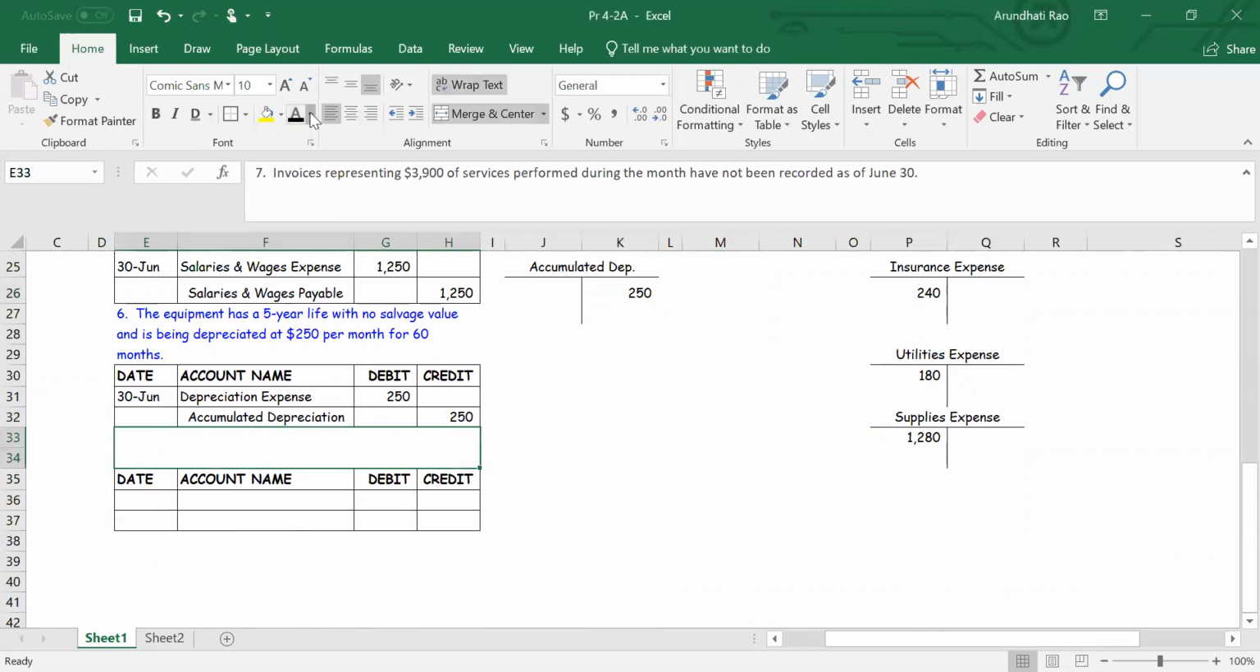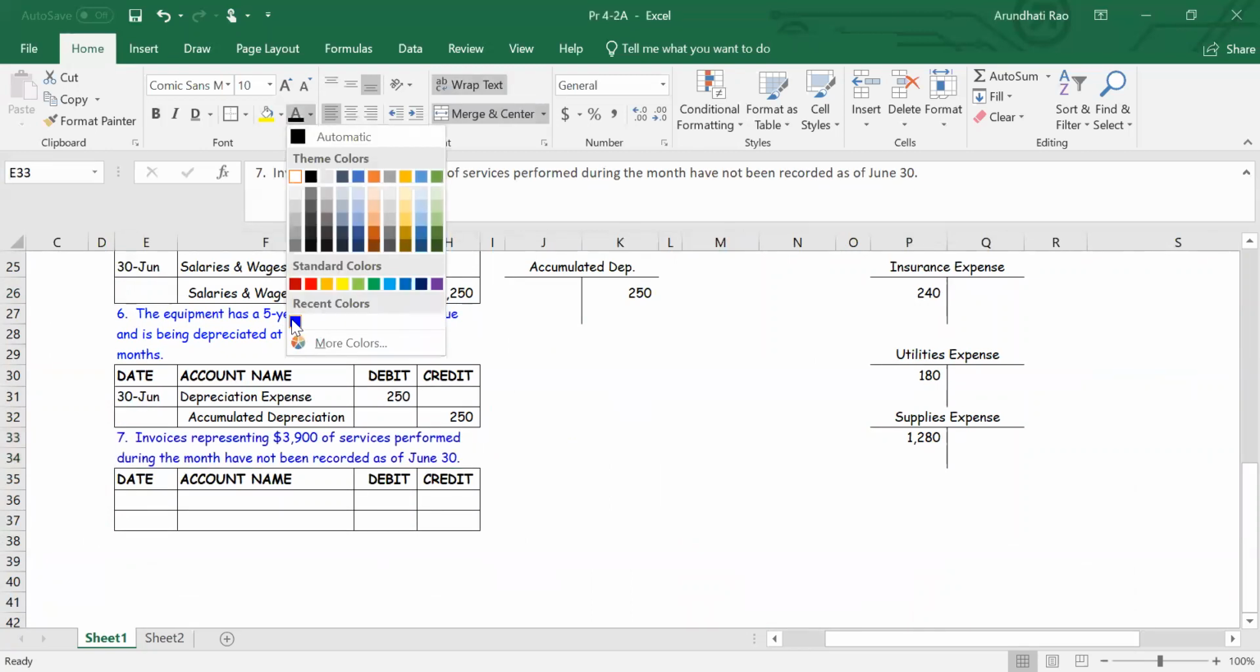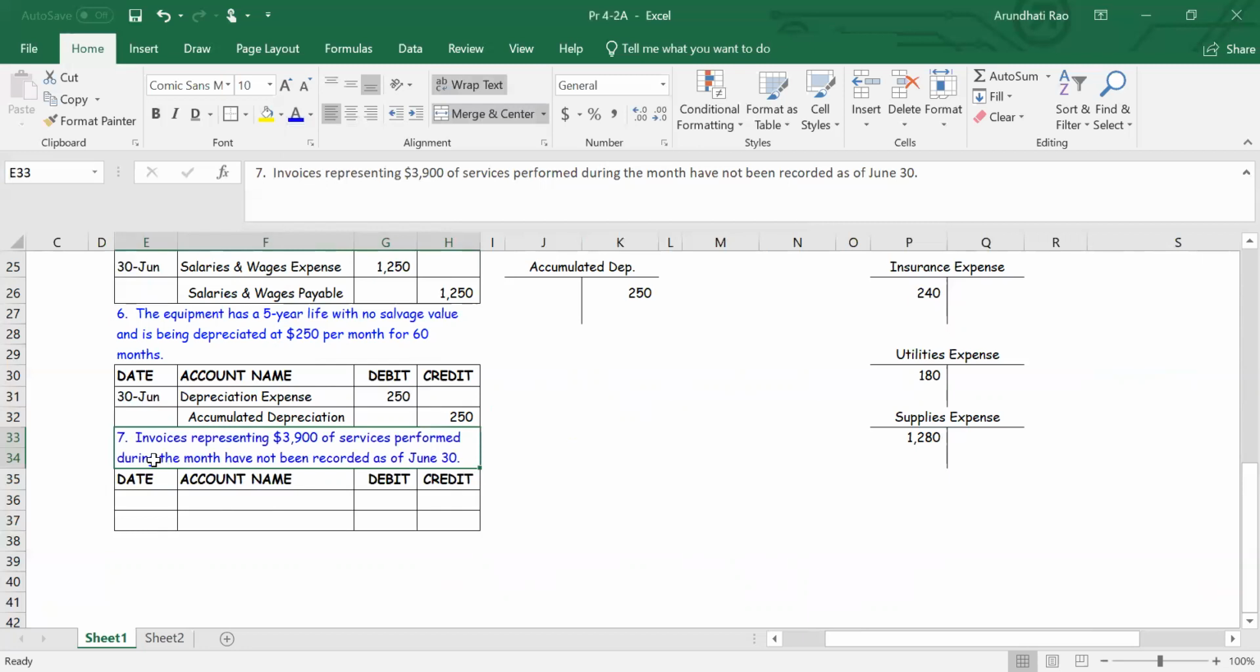And finally, the last piece of information presented is invoices representing $3,900 of services performed during the month have not yet been recorded as of June 30th. Okay, so what this means is I have performed the service, I've done the work. I wrote out invoices, which is basically a bill. I sent it to my customers. They have to pay me, and I also have to record in my books that I have earned that revenue.